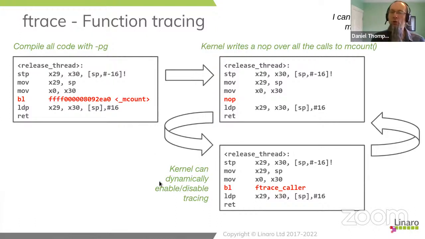But what the kernel can now do is choose whether to replace that no-op with a call to its own tracing infrastructure, which basically is now a branch-link to ftrace_caller. That means the kernel can selectively intercept the entry of every single function in the system that is not inline, and log when it's happened.